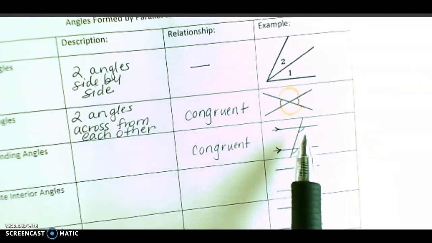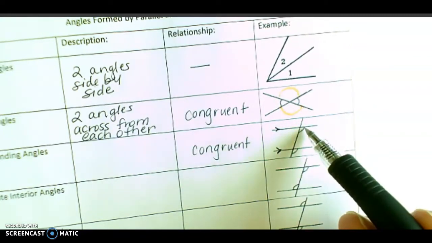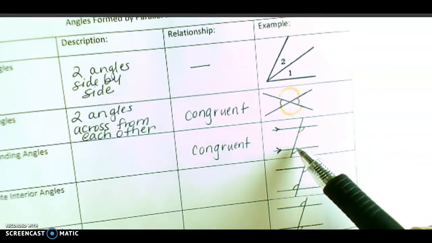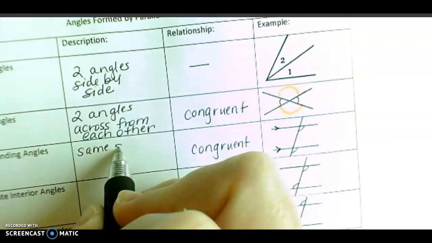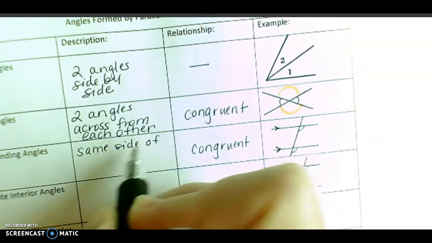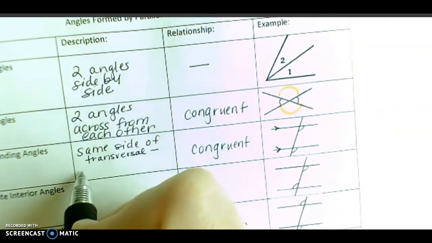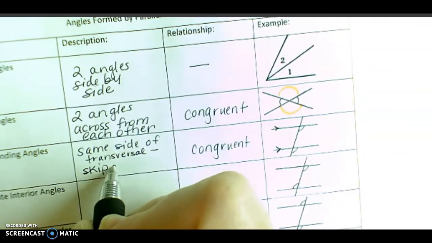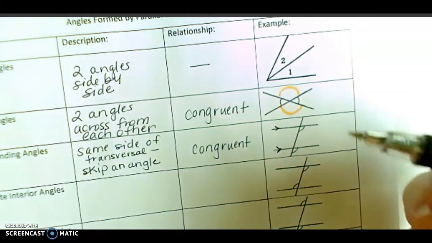Notice that these two angles here are on the same side of that. And they kind of look the same, and they like skip an angle to get to it. So they're on the same side of the transversal, and I'm going to put skip an angle. That's not a great description, but that's sort of what's going on.